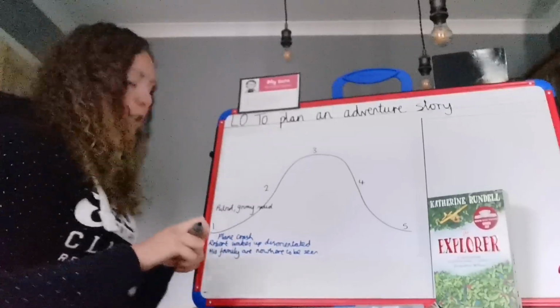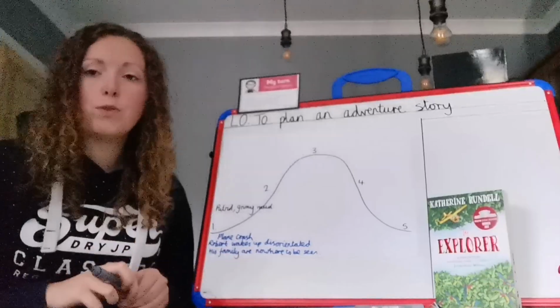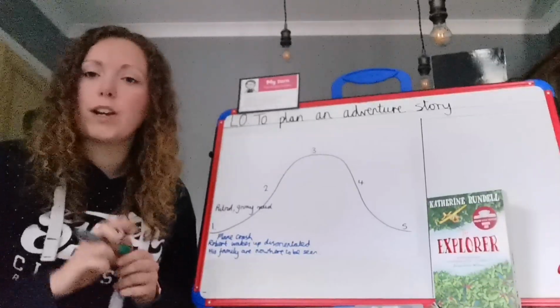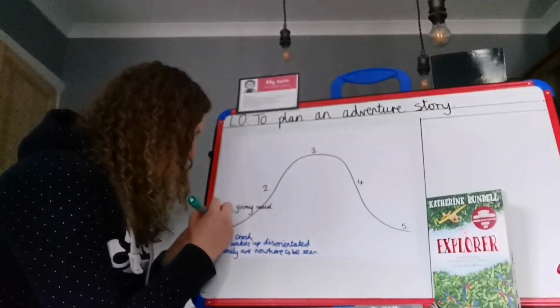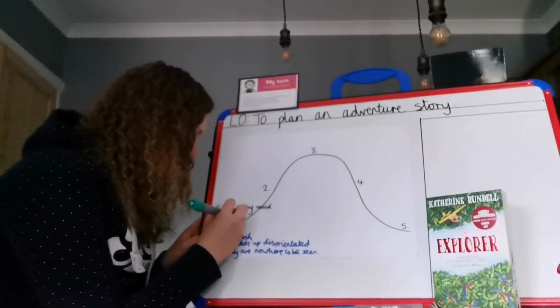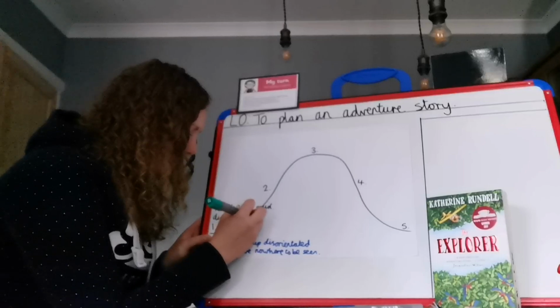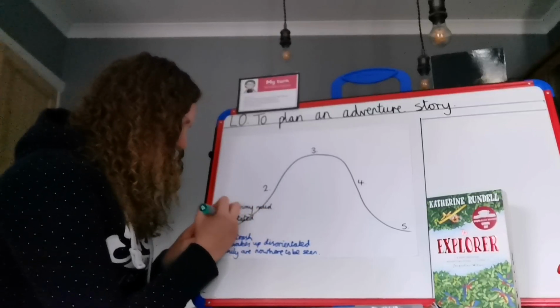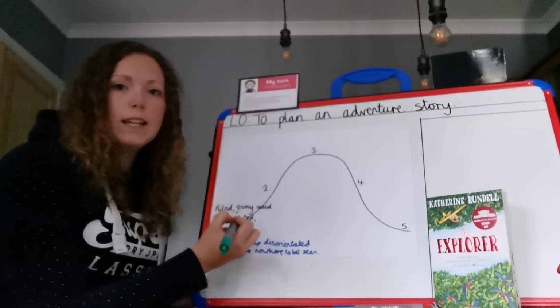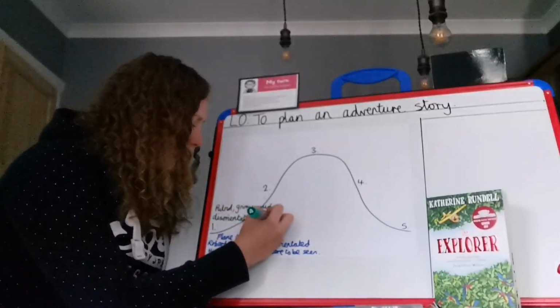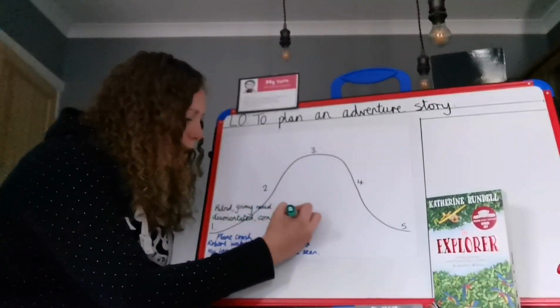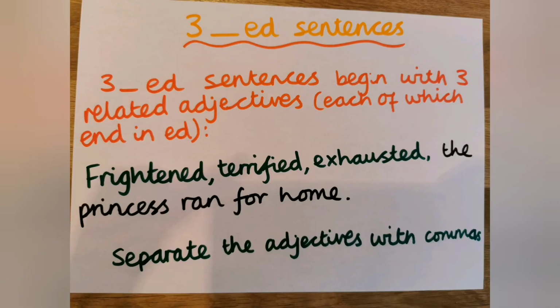So I'm going to add those 3 ED words, and this would help us to make a 3 ED sentence, which I'll explain in just a moment. So I'm going to put disorientated, I said confused, and panicked. Let's look at a 3 ED sentence.